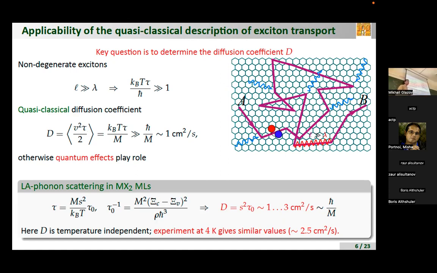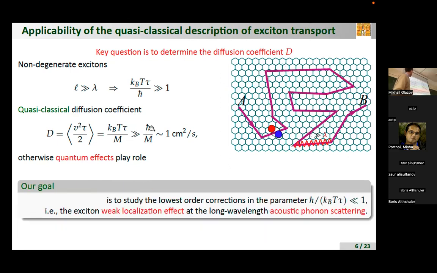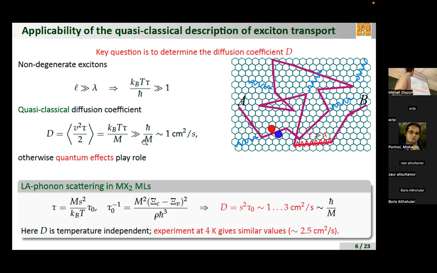For thermalized excitons, and we know from other experiments that it is indeed the case, the transport takes place on a longer time scale compared to the energy relaxation. You can replace V squared by the temperature divided by the exciton effective mass. And assuming that excitons are indeed free to propagate, then you have this standard criterion for applicability of this quasi-classical description, of the kinetic equation. We understand immediately that this should work if the exciton diffusion coefficient is much larger than the Planck's constant divided by the exciton mass.